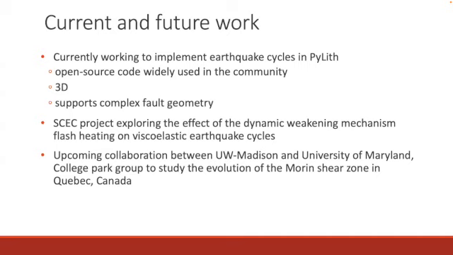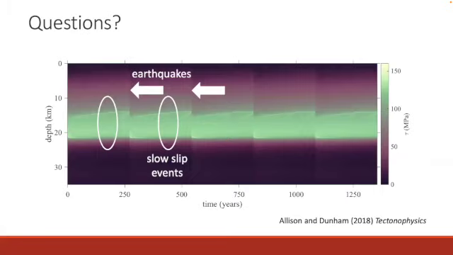The long-term vision with this project is to develop an earthquake cycle code, which could be used to validate earthquake simulators like RSQSim. I also have a current project funded by a SCEC grant to explore the effects of the dynamic weakening mechanism flash heating on viscoelastic earthquake cycles. And finally, I have an upcoming collaboration recently funded by the NSF with a geology group at University of Wisconsin-Madison to study the evolution of the Morin shear zone in Quebec, Canada. And with that, I'll take questions.